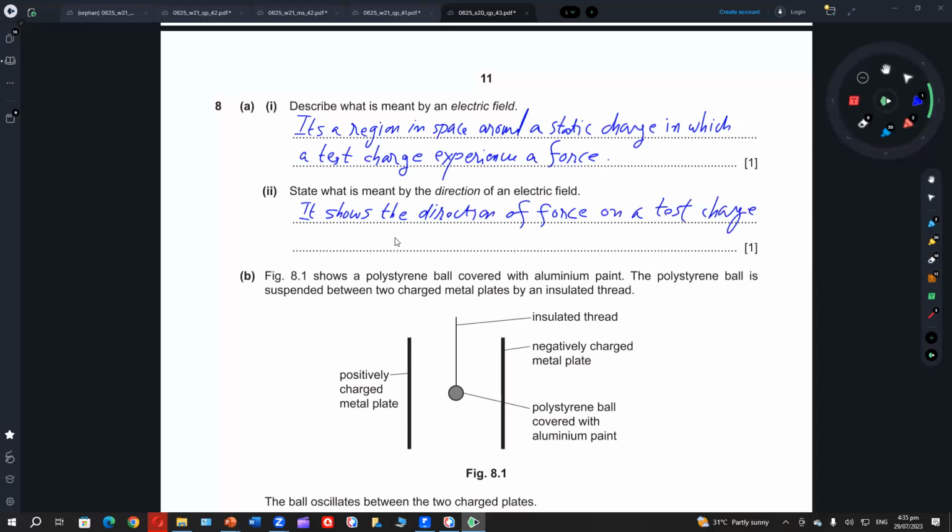He says what is meant by the direction of an electric field. It shows the direction of the force on a test charge. So if you have a big positive charge and a small charge Q, it will experience a force. This is the second part.